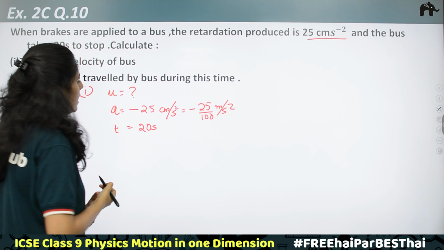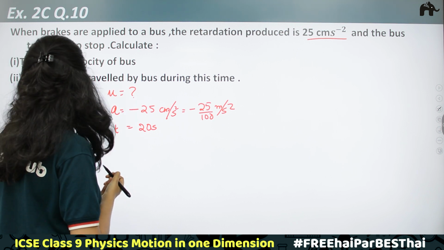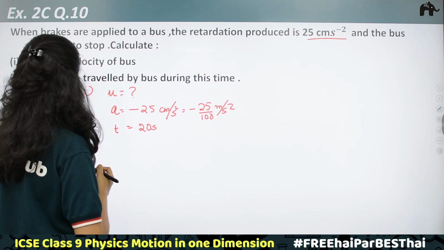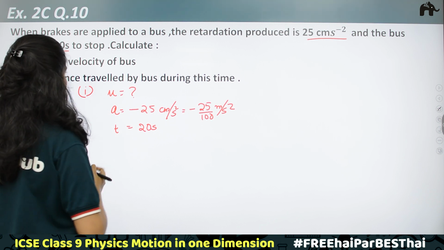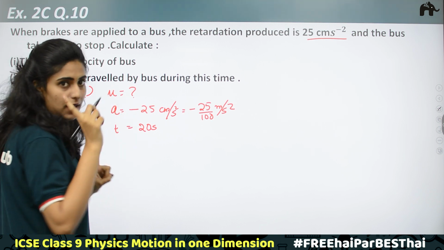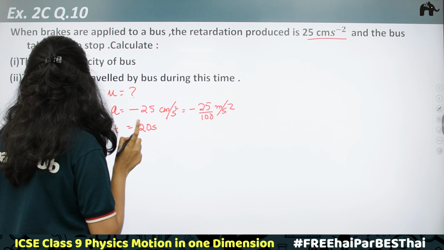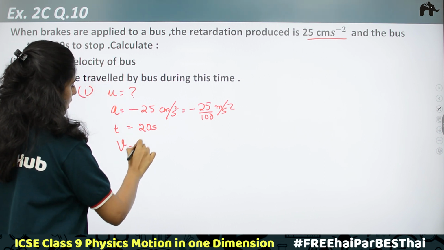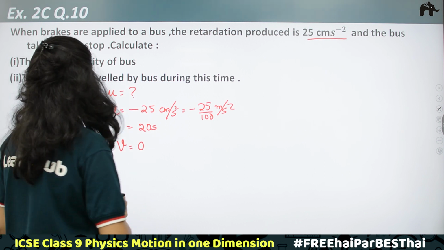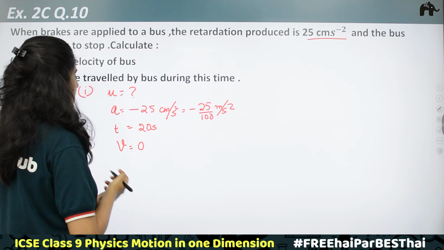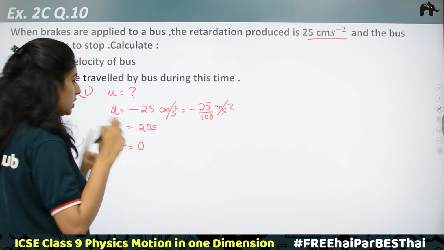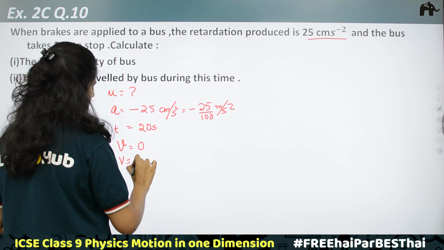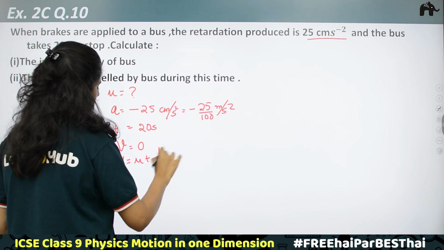So to find the initial velocity, which equation can be used? Here, on applying brakes, the body is coming to rest. It comes to a stop, which means the V value will be equal to 0. Now we can find the initial velocity using which equation? V is equal to U plus A into T.